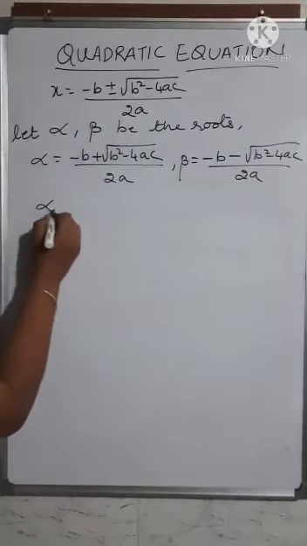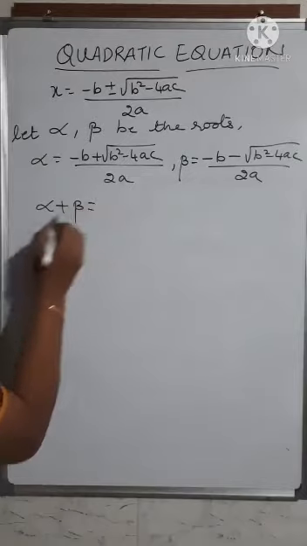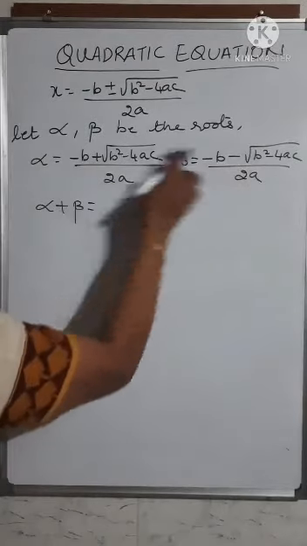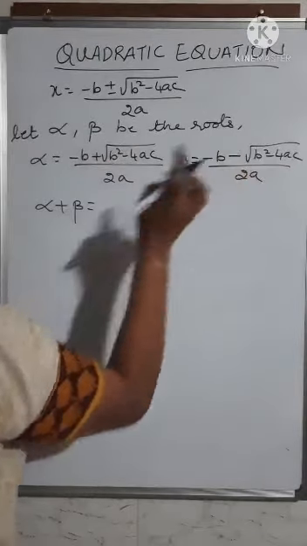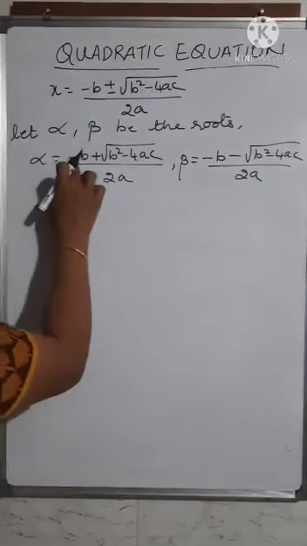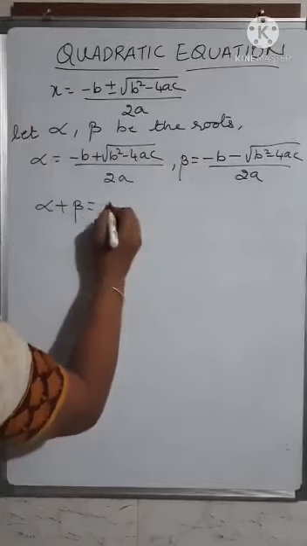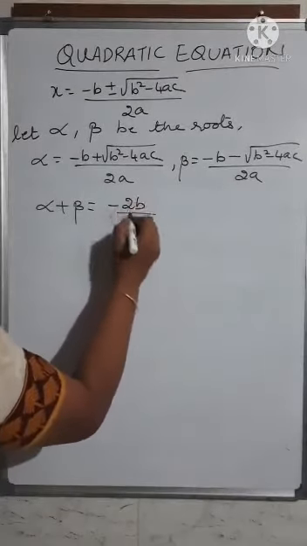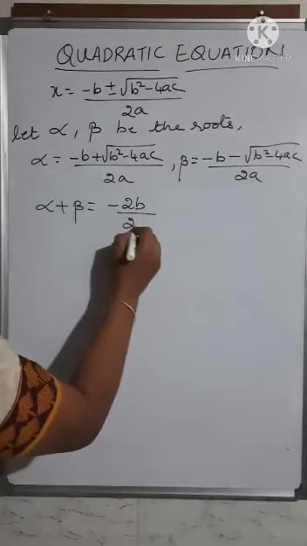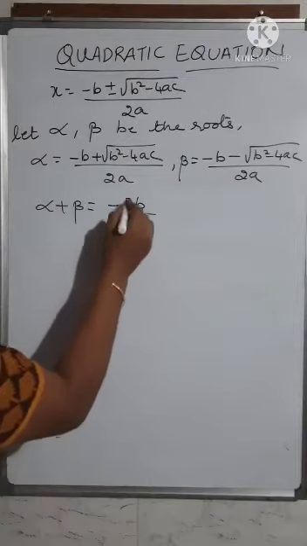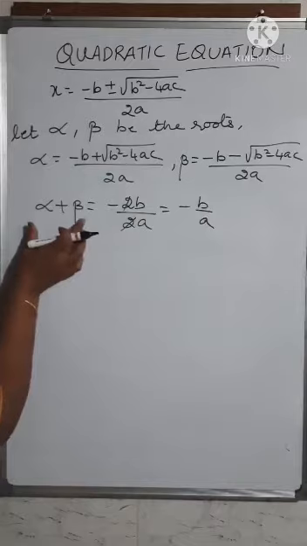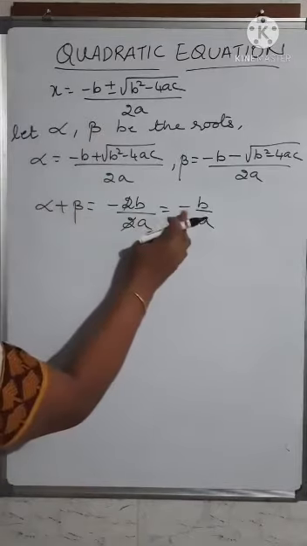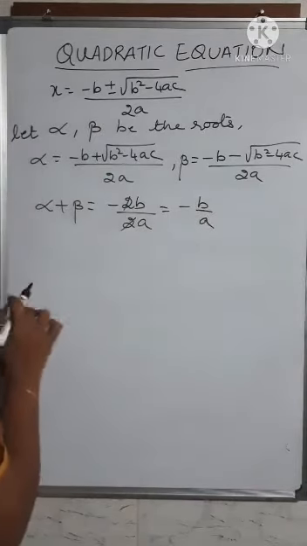Now to find alpha plus beta, when you add the two roots, you are adding the two terms, and plus and minus get cancelled. So you will be left with minus 2b, and the denominator you write as it is, 2a. 2 and 2 get cancelled, so you will get minus b upon a. That is, the sum of the roots of the quadratic equation is given by minus b upon a.